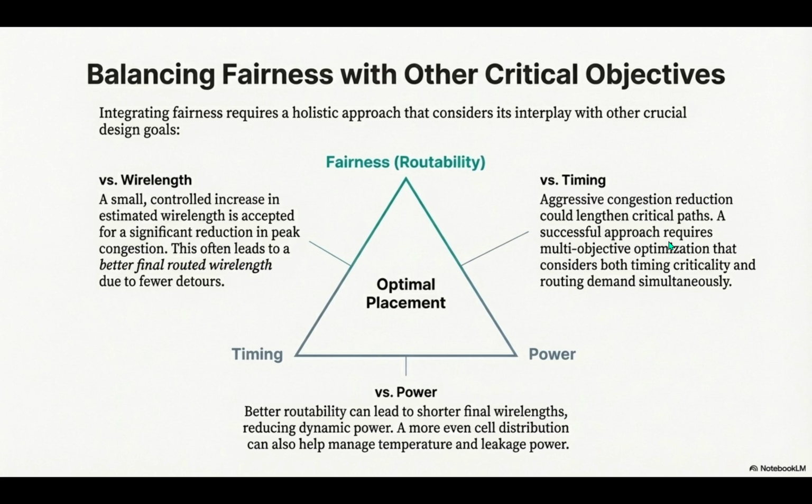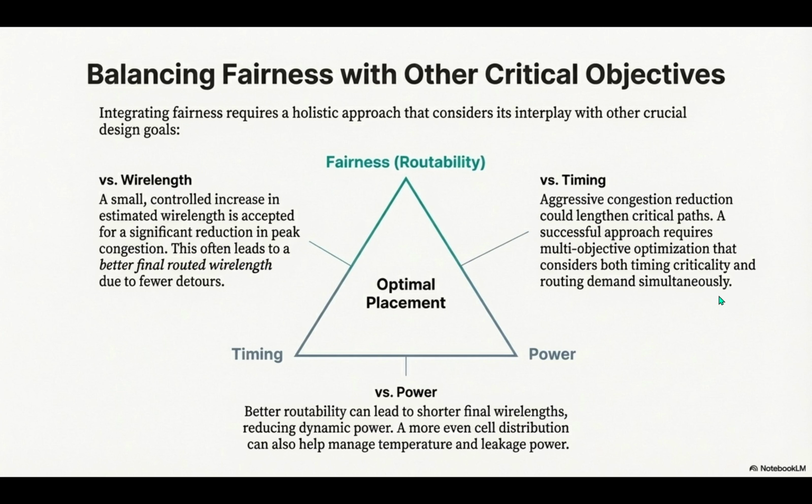Fairness optimization by itself is fundamentally blind to timing. It just sees dense routing demand. It doesn't know which wires are important. Not at all. So if the placer pushes cells apart for congestion's sake, and that happens to be on a critical path wire like a clock net, you've just introduced a timing violation that breaks the performance of the chip.